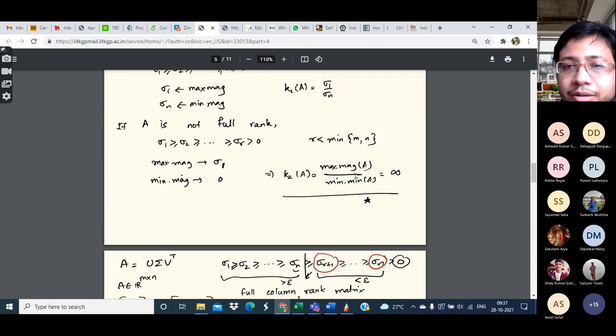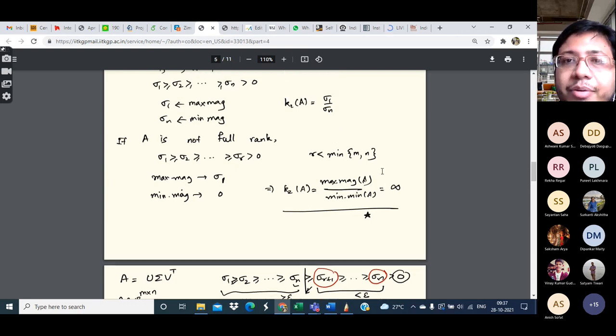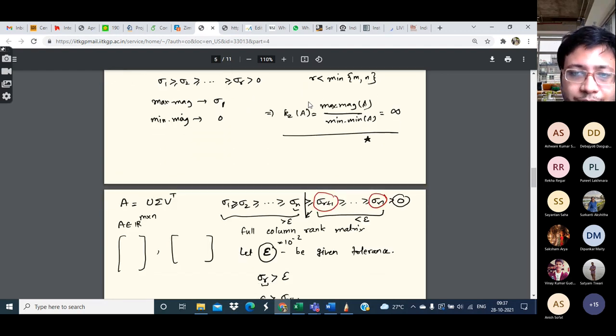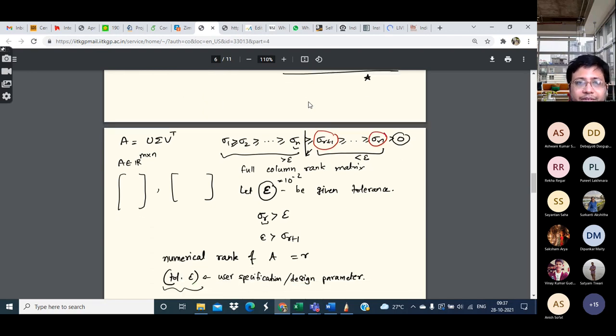And of course, if the condition number is infinity, that will basically mean that the matrix is rank deficient, in which case, of course, there is no question of calculating the inverse. That is, the inverse does not even exist.